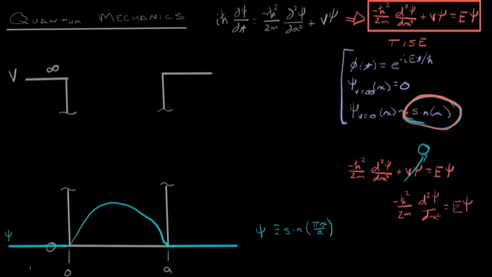And now might be a good time to remember how we got this. First, we knew that the form was going to be of some sinusoidal function. Secondly, we knew that the wave function was zero wherever the potential is infinity. And we know that the wave function is continuous, so it's going to go to zero at 0 and at a. And in fact, what we've identified is the first solution.